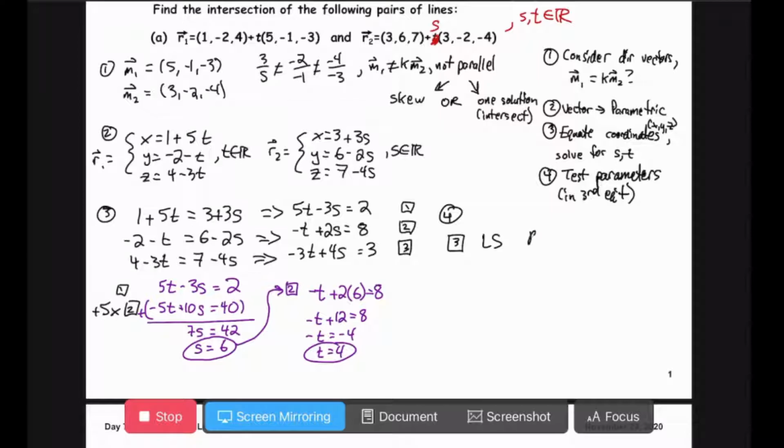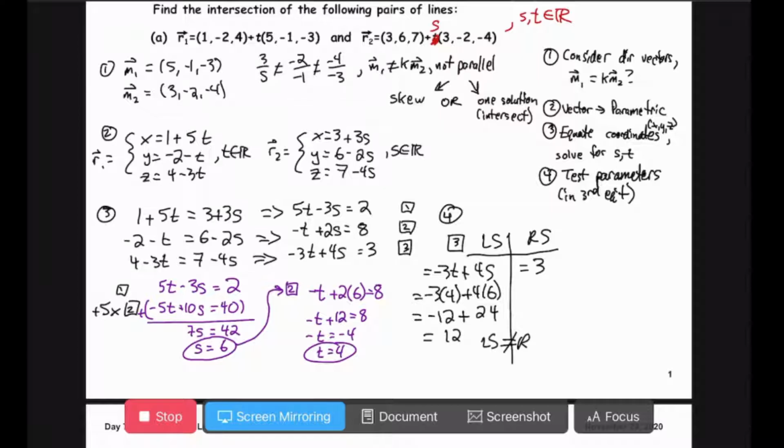So let's write our equation. Left side, right side. Right side is equal to 3. Left side is negative 3t plus 4s. Let's plug our values in. Negative 3 times 4 plus 4 times 6. Negative 3 times 4 is negative 12, plus 4 times 6 is 24. And negative 12 plus 24 is 12. Left side does not equal right side. So these values do not satisfy both equations.